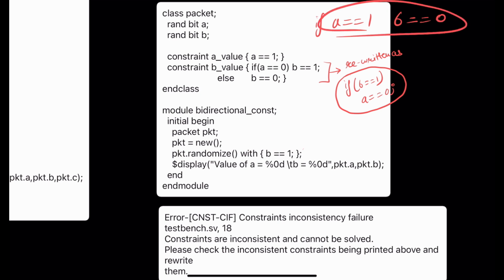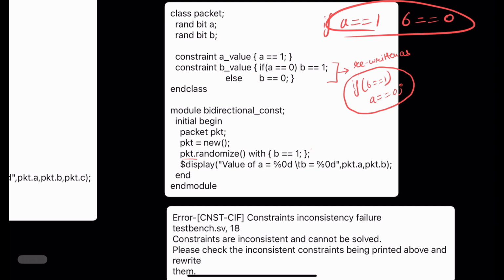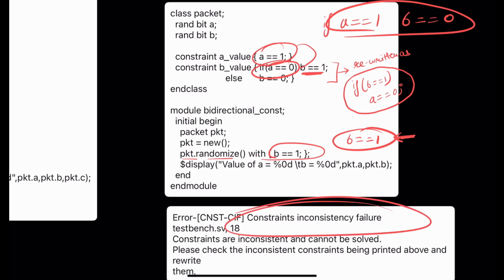Let's see the bidirectional nature. While randomizing, we write an inline constraint B equal to 1. Suppose we wrote B equal to 1. If B equals 1, then A should always get the value 0. This should happen. But what we are seeing in the above constraint is that A should always be 1. These two constraints are conflicting with each other. So there will be a constraint inconsistency failure in this example. That's how we can say that constraints are bidirectional.